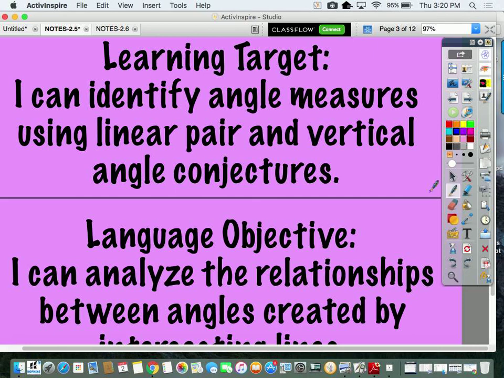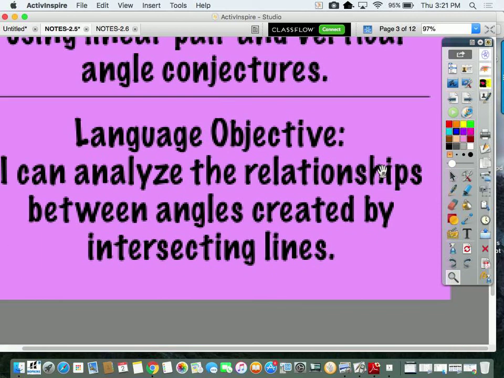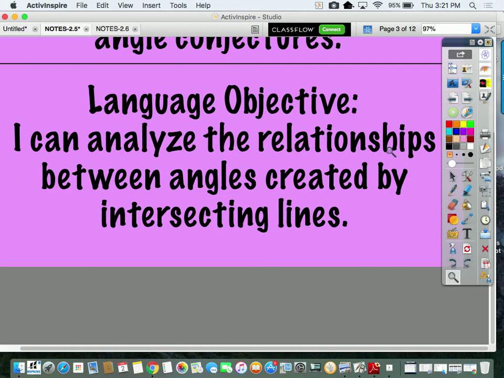Okay, so today on section 2.5, the first lesson, we're going to talk. Here's our two learning targets. I can identify angle measures using linear pair and vertical angle conjectures. So that's one thing we're going to do. Another thing that we're going to do today is look at I can analyze the relationships between angles created by intersecting lines. Those are our objectives for 2.5.